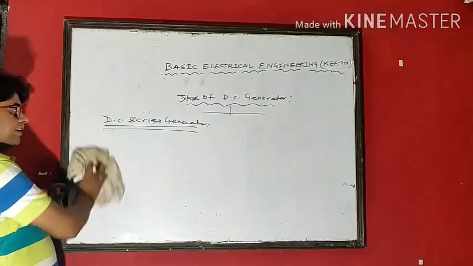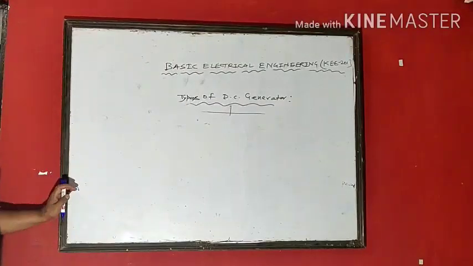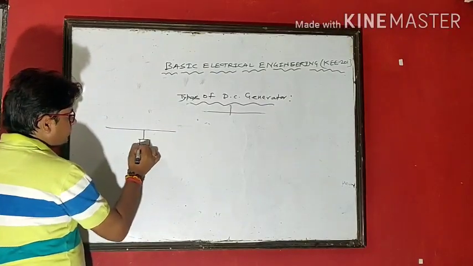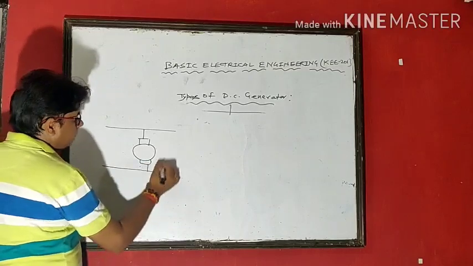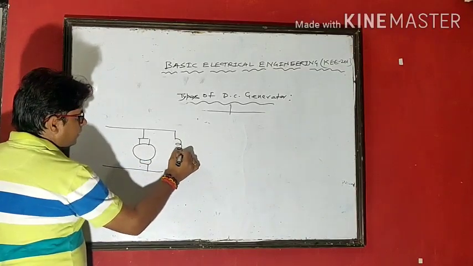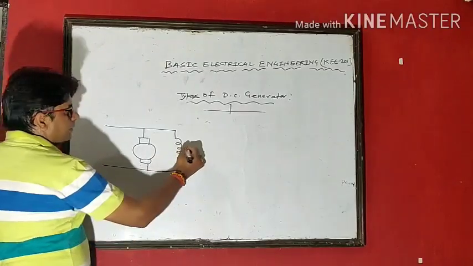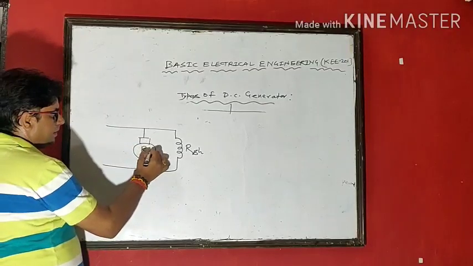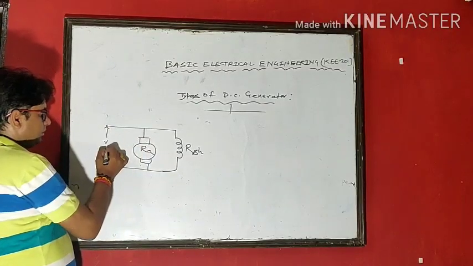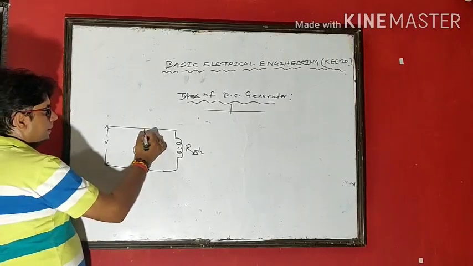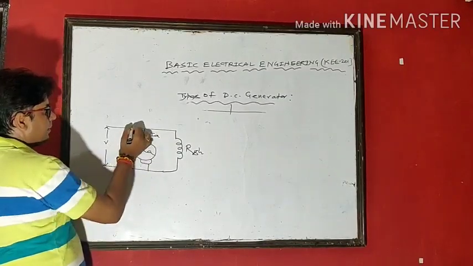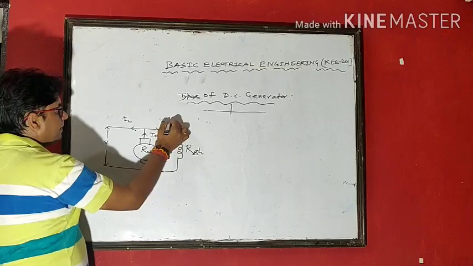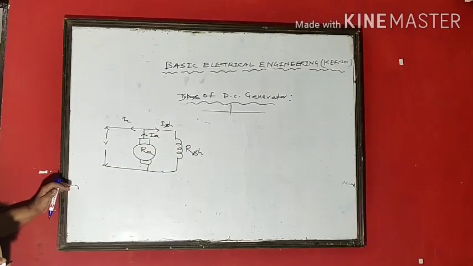In case of DC shunt generator, when field and armature are connected in parallel, that means shunt. Here we draw the diagram. This is your armature and this is your field. R S H, that is shunt field resistance. This is armature resistance R A, and this is your voltage V, that is terminal voltage. Here armature current IA, and here IL, and here ISH, that is shunt field current.